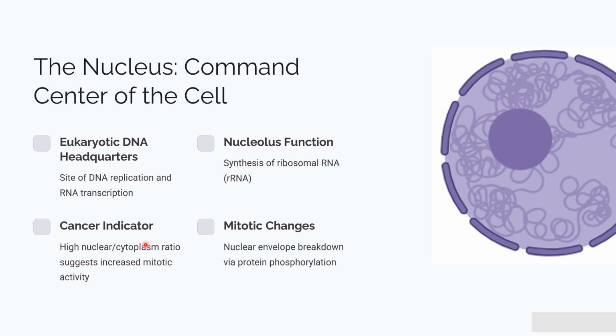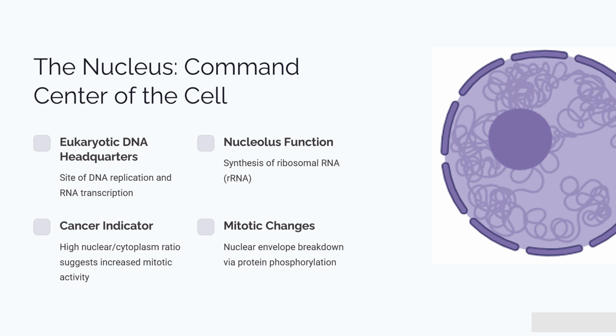Another thing which you need to know for USMLE is the nuclear envelope breakdown. The nuclear envelope will break down during the prophase phase. How? By means of protein phosphorylation. Once the nuclear envelope proteins undergo phosphorylation, those envelopes will break so as to form the microtubules and so that the chromosomes are all separated. So nuclear envelope breakdown via protein phosphorylation happens during prophase.